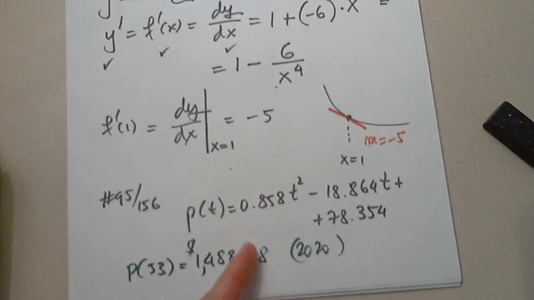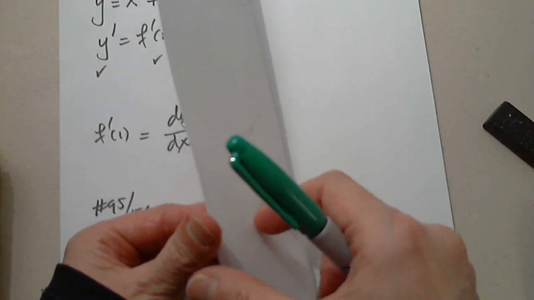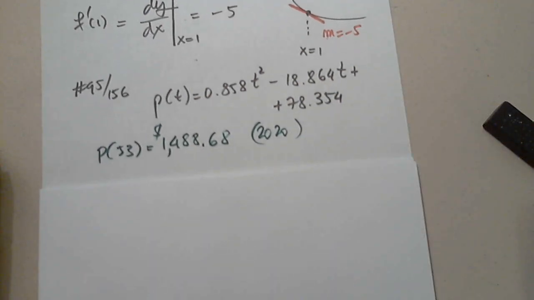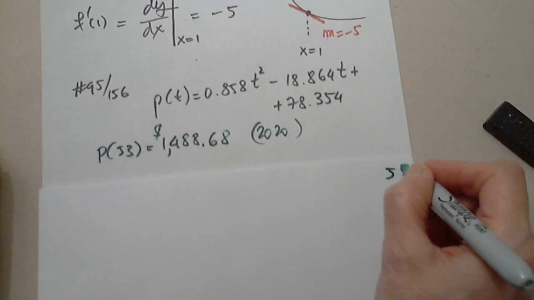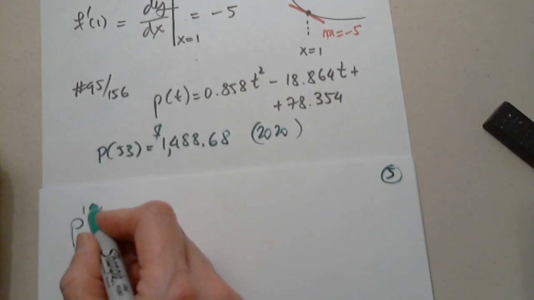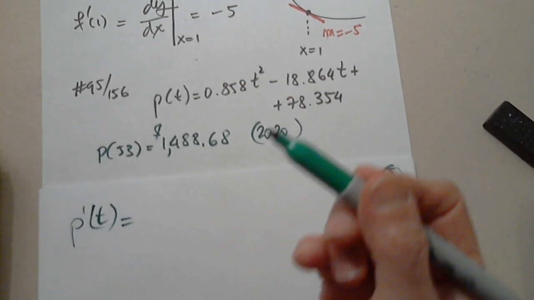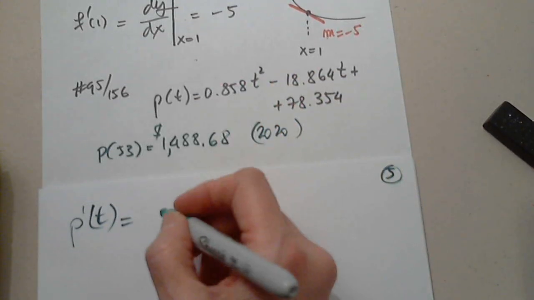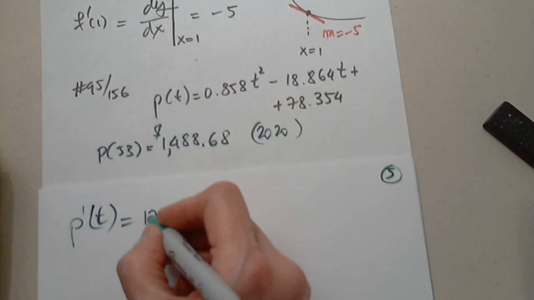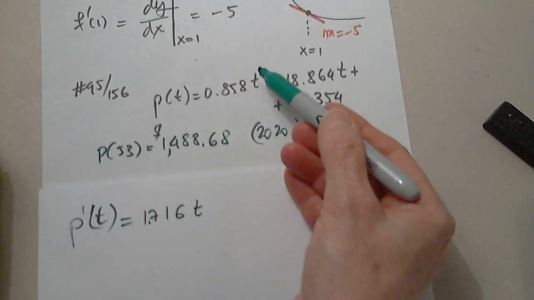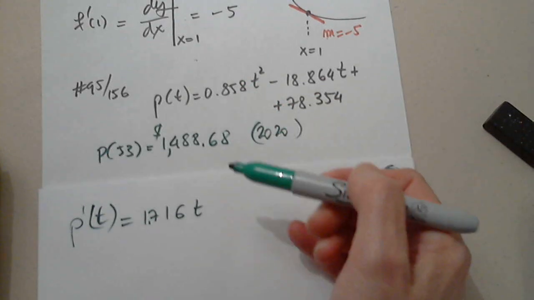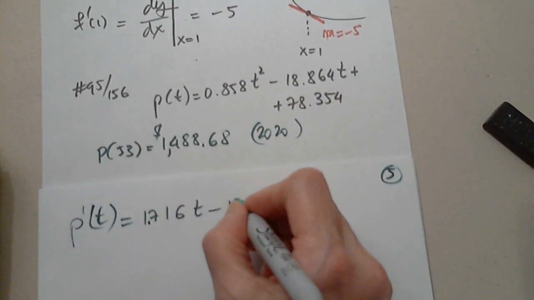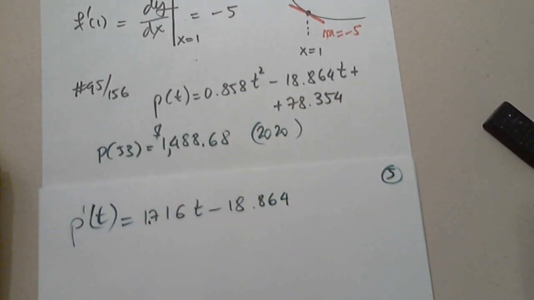Good. So I have the function. Can anyone help in finding its derivative? And you can say it's hard because you have to multiply those numbers. That's fine too. So p prime of t, I bring down 2 and I multiply. So 2 times 0.858. Please correct me if I'm wrong. Always make sure that my numbers are correct. Minus 18.864. This is it.